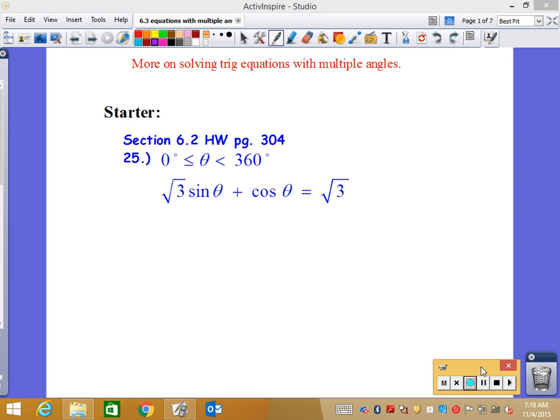Alright, today we're talking about 6.3 actually. I know it says section 6.2. We're doing 6.3 today. And I'm actually going to have you guys try this starter on your own, and we're going to talk about it in class. It's homework page 304 in section 6.2. That's why it says 6.2. So try this one out. We'll talk about it in class as an opener in class.